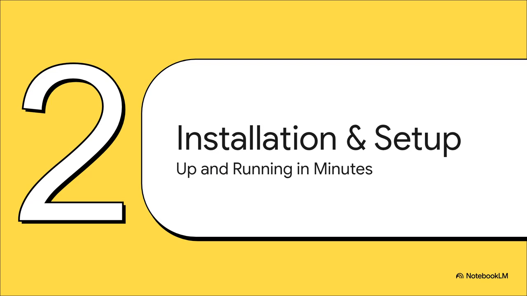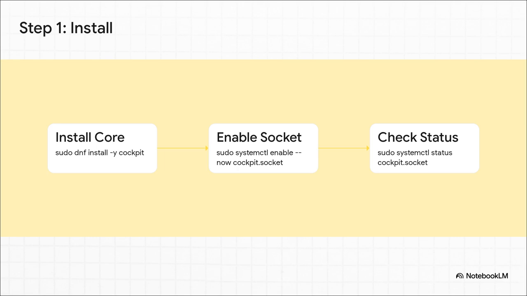So, you're probably wondering, how do I get this? Well, the setup is way easier than you might think. Let's just walk through it. You can seriously have this up and running in a few minutes. Okay, first up, you just install the package. If you're on a Red Hat-based system like Fedora or CentOS, it's just a simple DNF install. Now, pay attention to this next part because it's key. You enable the socket, not the service itself. That little "--now" flag fires it up right away. And then you can just check the status to make sure it's up and listening for you.